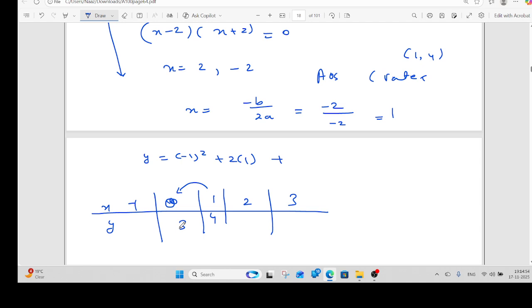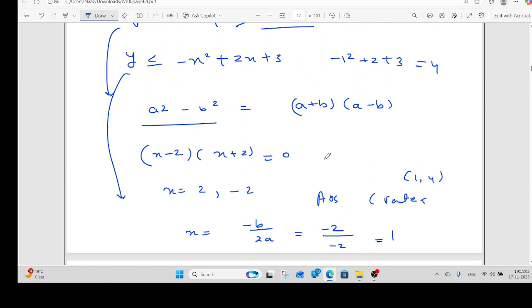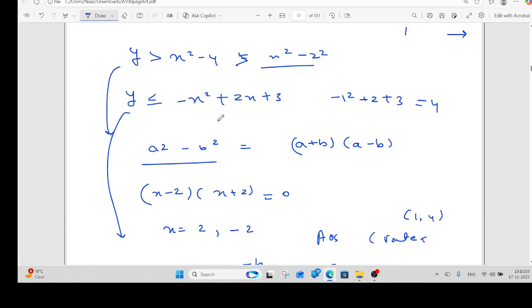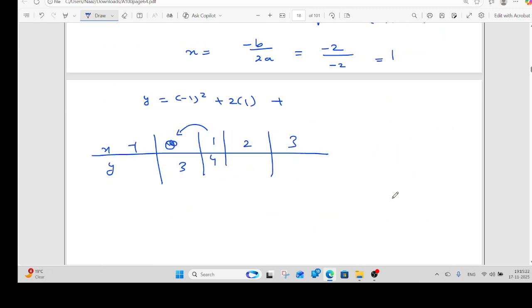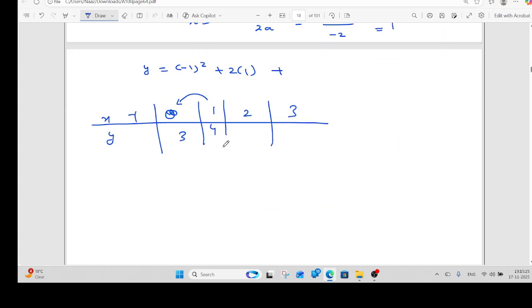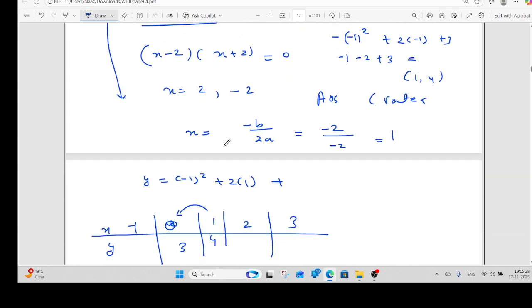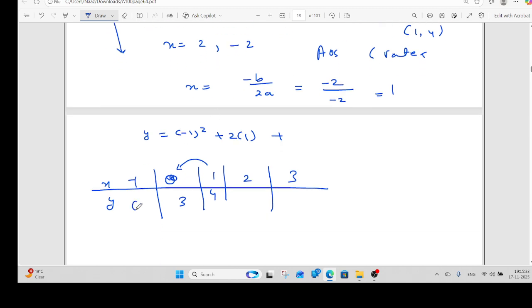Now if I plug -1 into my inequality, let's see what I will get. If I plug in -1, this will become negative 1 square, there is a negative sign, 2 times -1, plus 3. So this will become -1 minus 2 plus 3. So -3 and +3, again I am getting 0, because -3 and +3 is giving me 0, right?